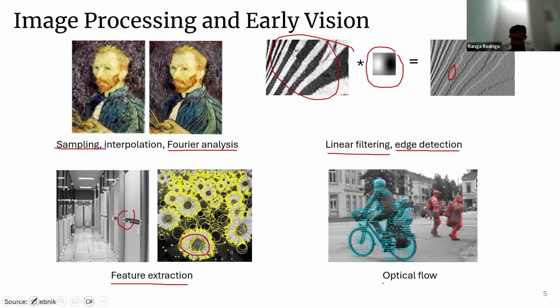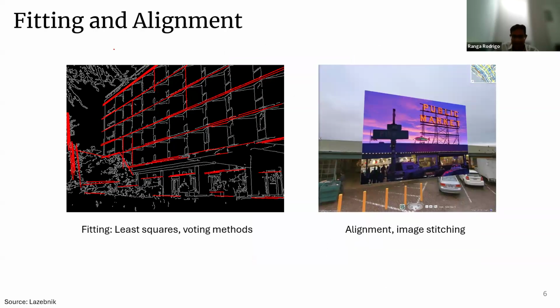Then we will look briefly at optical flow. Hopefully, I'll have time to look at that. That means how pixels move in an image, in a video, between two images. And then we will go to fitting and alignment.